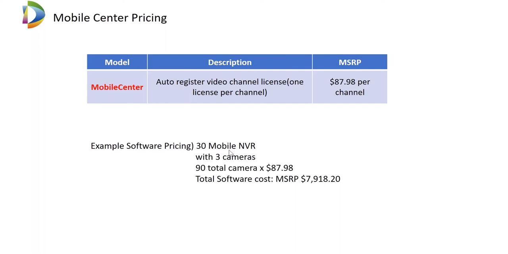For example, if you have 30 mobile NVRs with 3 cameras per NVR, that's a total of 90 cameras. If you take the 90 channels and multiply that by $87.98, the total software cost is roughly $7,900. This is the MSRP pricing, and you can work with your dealer distribution to get much better pricing on this. So this is just a reference cost.